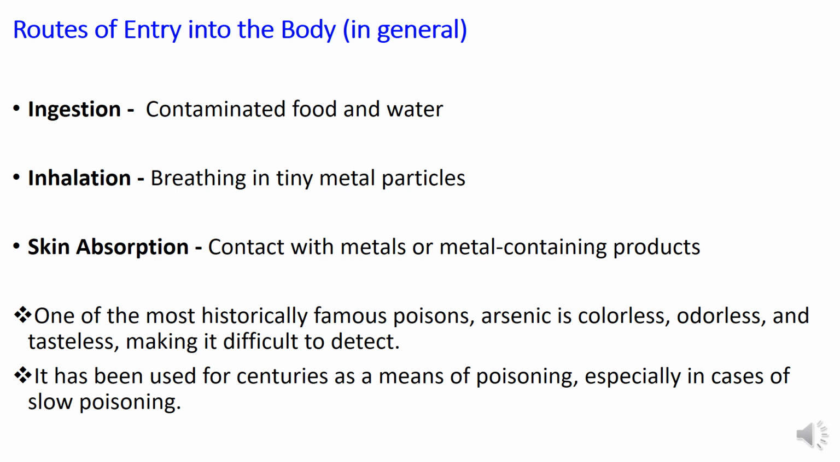However, moving on to the arsenic again, arsenic is a colorless, odorless and tasteless heavy metal, making it difficult to detect if somebody is going to mix it even into food. And also it has been used for centuries as a means of poisoning, especially in cases of slow poisoning. So now you have to understand about that fact in case of arsenic poisoning.